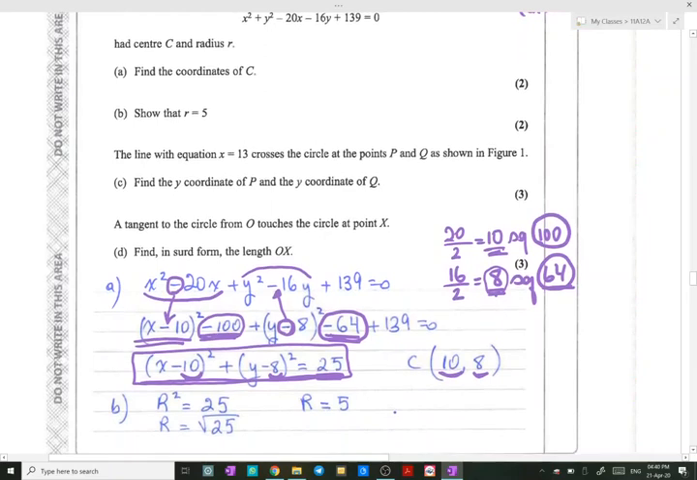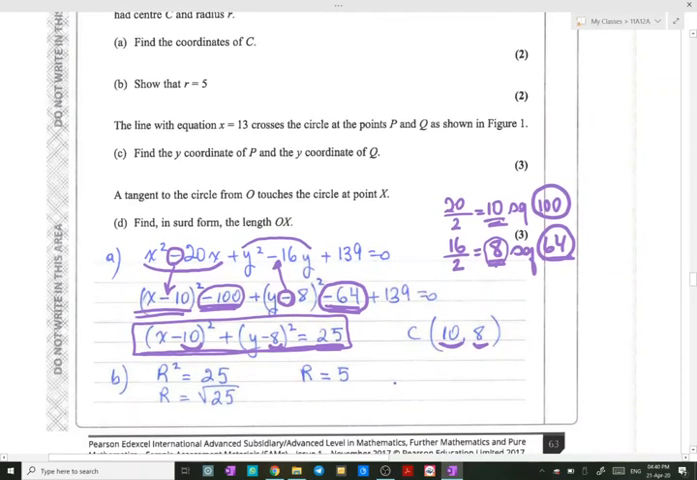In part B, show that r is 5. When you take the square root of 25, 25 represents r squared. When you take the square root, it's plus or minus 5. But since we are working with the length, therefore you take the positive. This is why you have r equals 5.